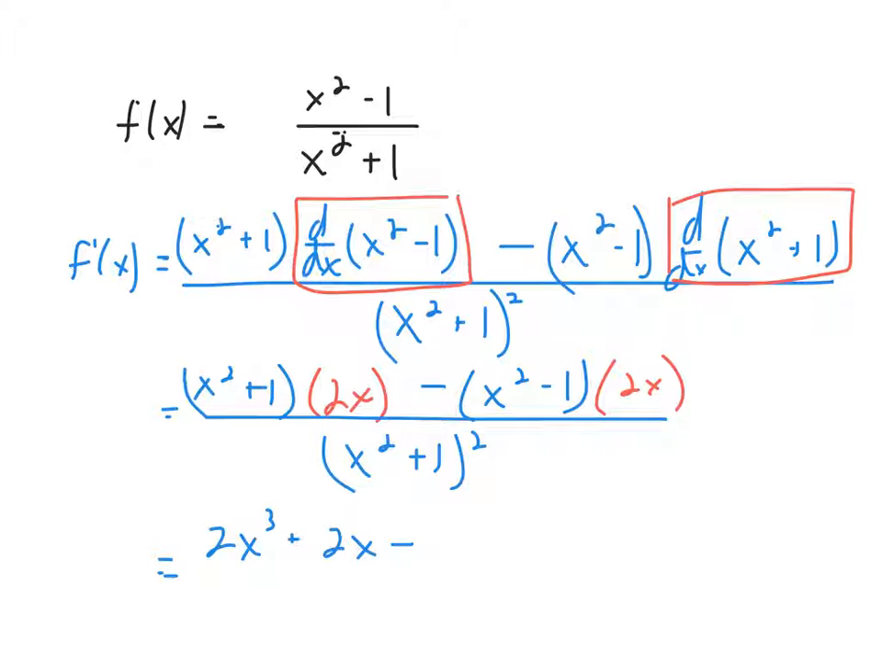So I'm going to end up with 2x cubed plus 2x, it looks like, minus, I'm going to try to do this all at once. I'm taking the negative 2x is what I'm thinking of it as. I'm putting the 2x in front and distributing that through x squared minus 1. So that's going to give me a negative 2x cubed, and then minus a negative is going to be plus a positive 2x. If you need to do another step there, go ahead and do that. All over x squared plus 1 quantity squared in the denominator.